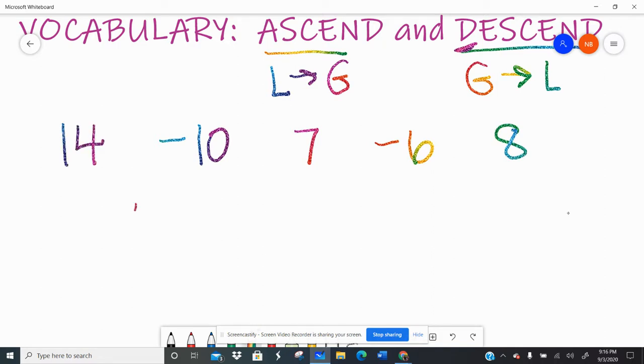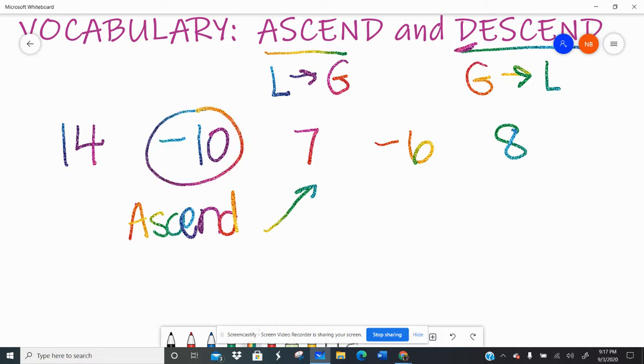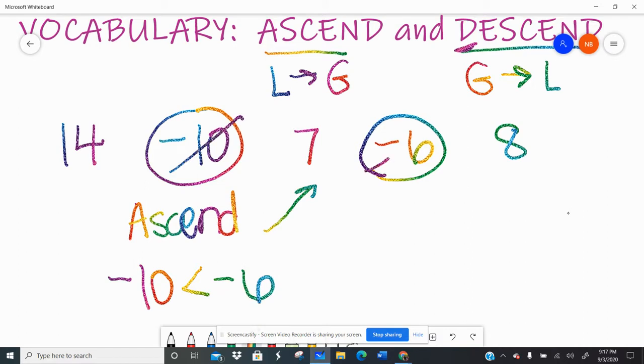If I wanted to put them in ascending order, remember, ascend, I'm going up that mountain, so I'm going to go least to greatest. I'm going to look at the negatives first. I have -10 and -6. I know that the farther left I go, the smaller I am. On the left-hand side, it's kind of like opposite world: the bigger the base number, the smaller it actually is. So -10 is less than -6. Then I mark those two off.